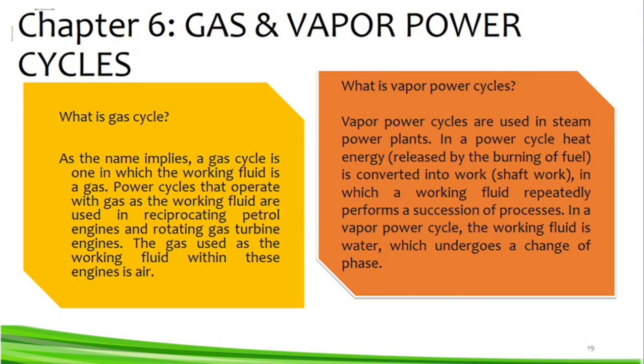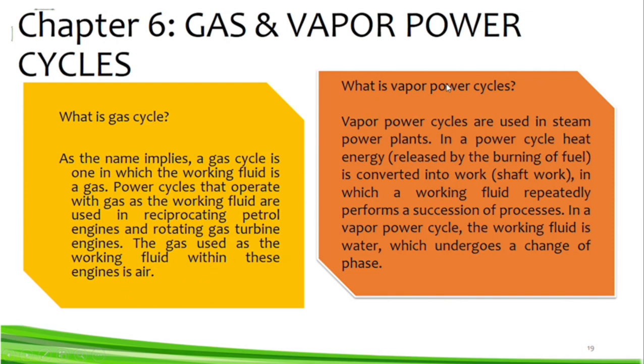In this video, we are going to tackle and solve some problems regarding chapter 6, gas and vapor power cycles and thermodynamics. So first, let's define what is a gas cycle. A gas cycle, as the name implies, is one in which the working fluid is a gas. Power cycles that operate with gas as the working fluid are used in reciprocating petrol engines and gas turbine engines, or what we call the diesel engines. The gas used as the working fluid within these engines is air.